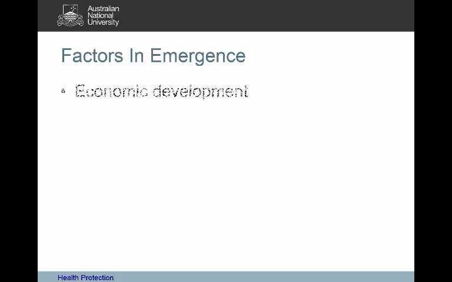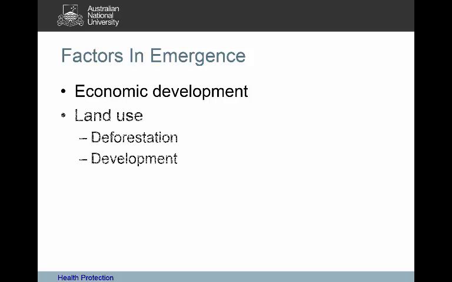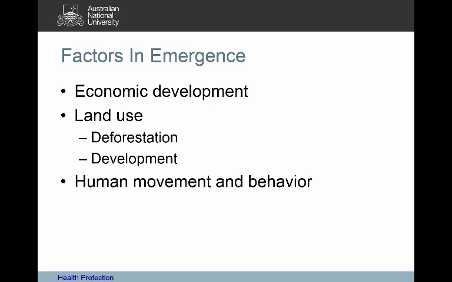So some of the factors in emergence is economic development in those countries. There's been rapid economic development without infrastructure, where you've got cities built up and there's not infrastructure such as water supply and waste disposal. Land use, so deforestation or development of land without proper preparedness or dealing with wildlife. Human movement and behaviour is critically important.